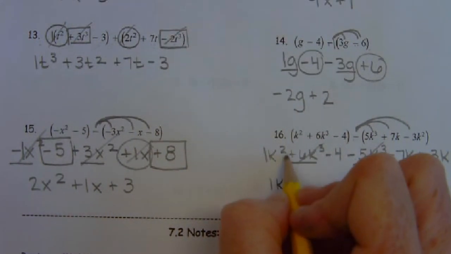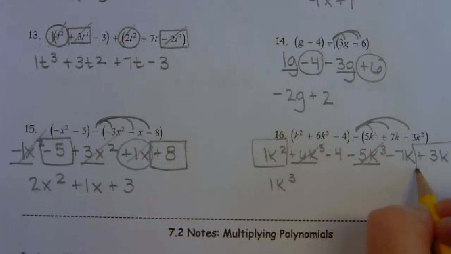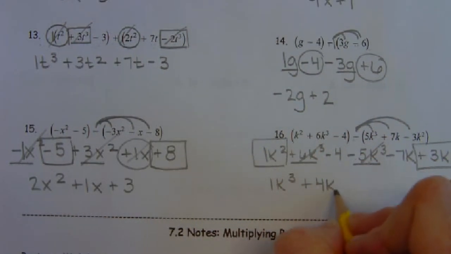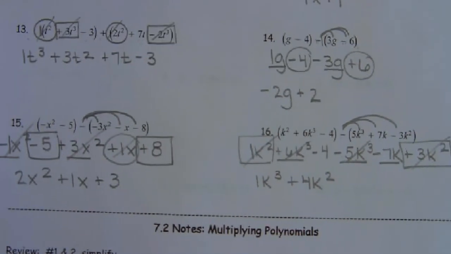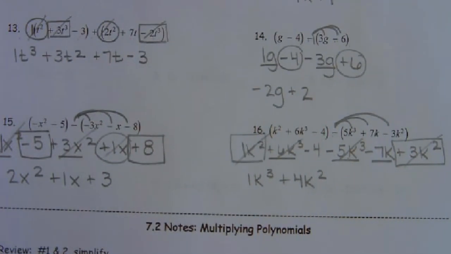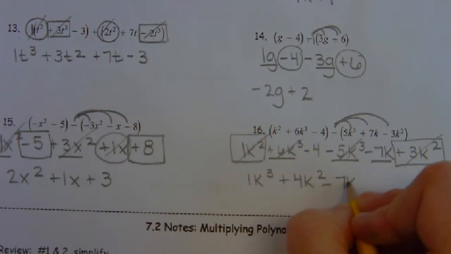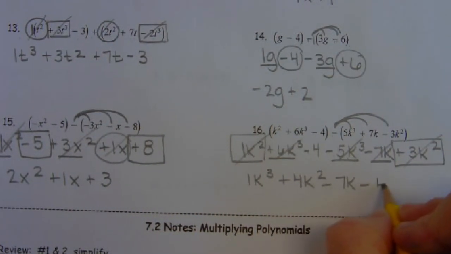Next, I have some k squareds. I have 1 and 3 is 4k squared. Next, I have a negative 7k, which has nothing to combine, so I just write down negative 7k, and then my last number is a minus 4.